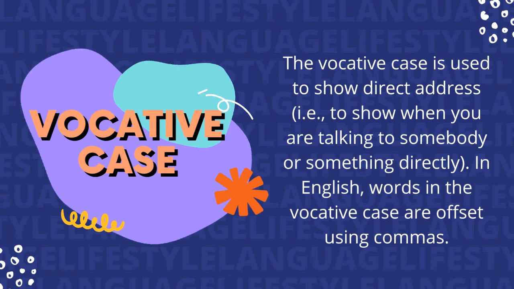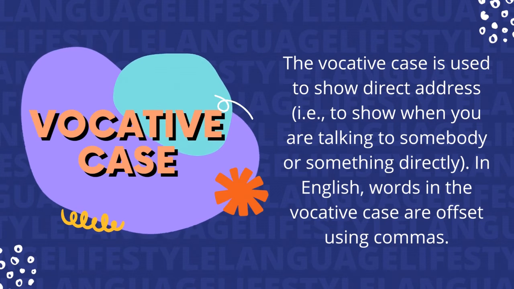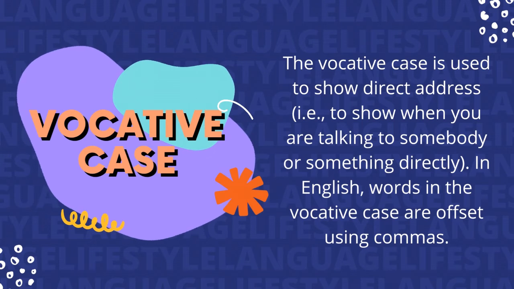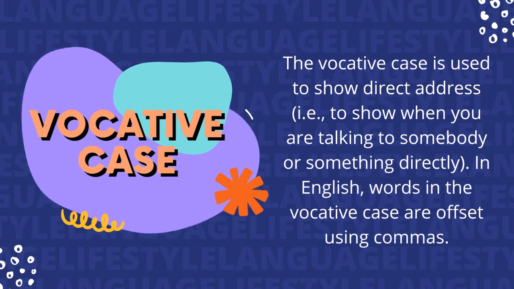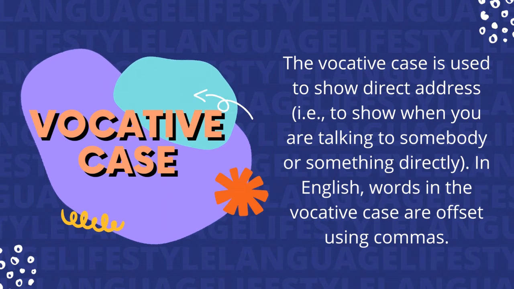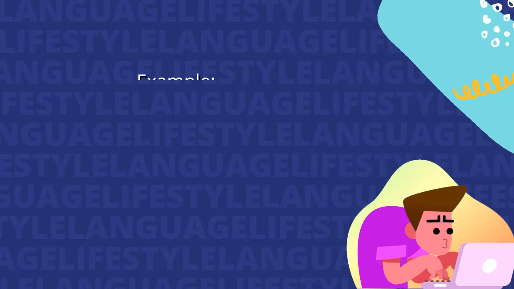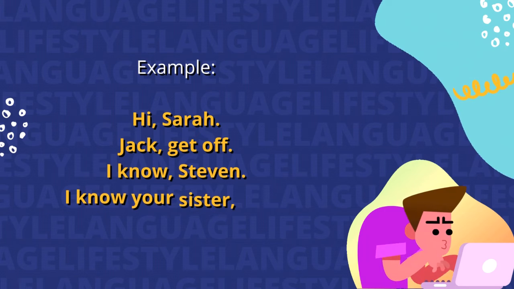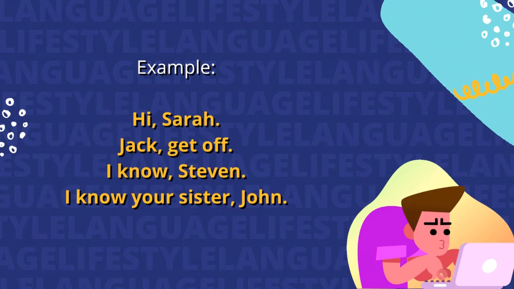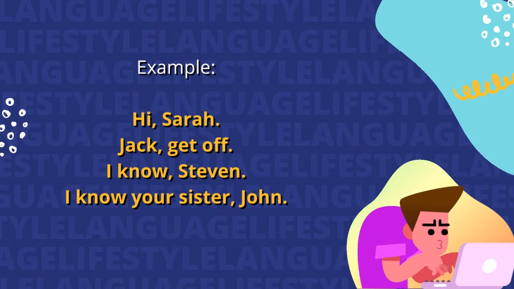What is a vocative case? The vocative case is used to show direct address, or to show when you are talking to someone or something directly. In English, words in the vocative case are offset using commas. To help us further understand grammatical cases, please watch this video.